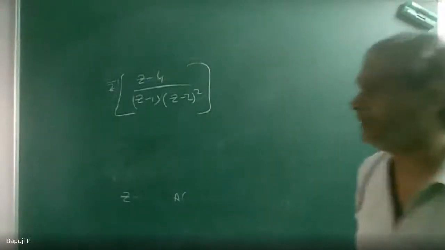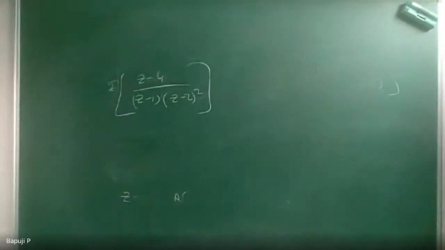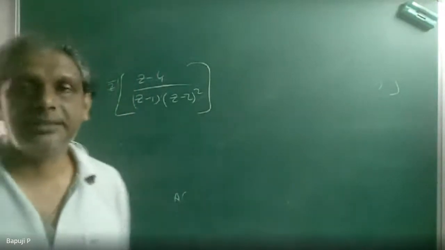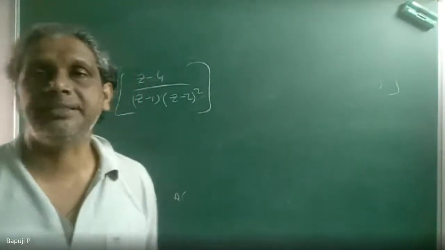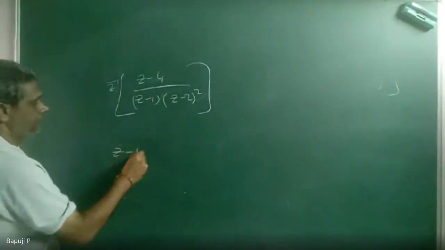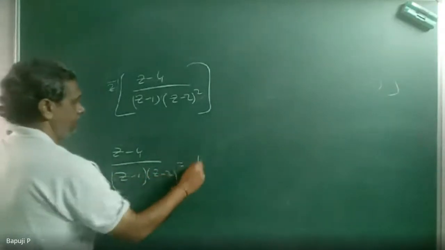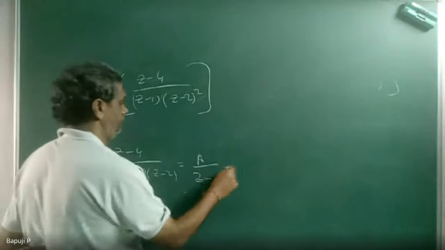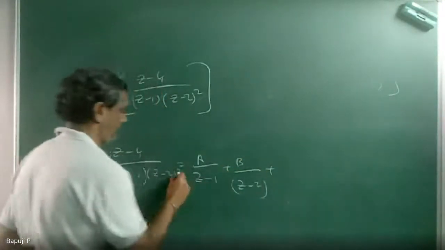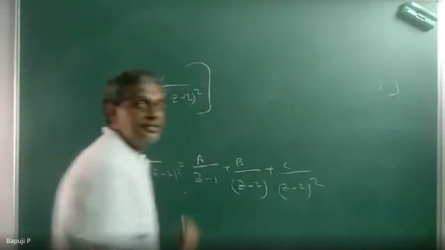Then I will write A by Z minus 1, B by Z minus 2, C by Z minus 2 whole square. You see the beauty of the problem. Here itself I can tell the answer, but I want to tell the answer with A, B, C. Correct or not?